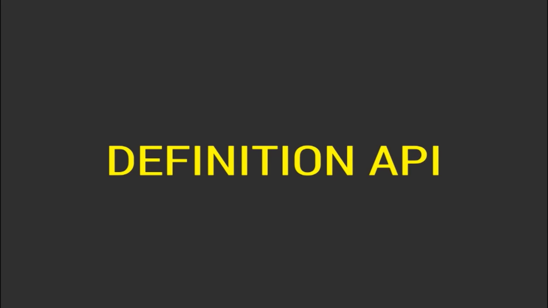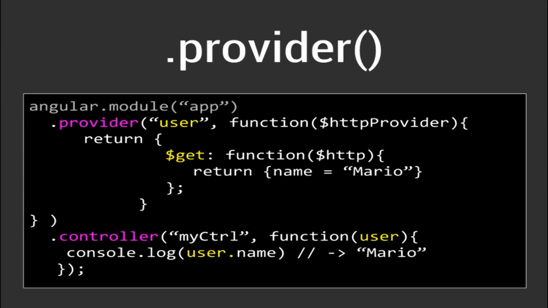Okay, now we're talking about the definition API. So this is the provider. This is how you define a provider. It's a lot of code. We won't get really into it.